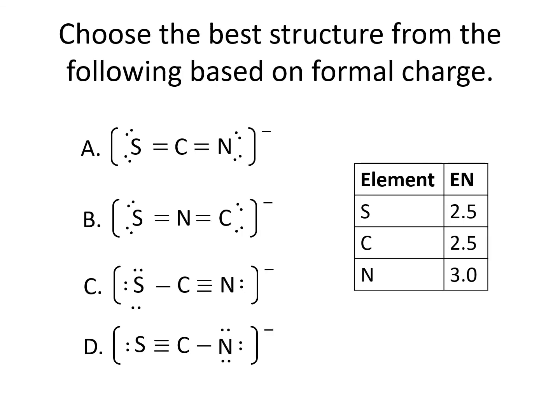Choose the best structure from the following based on formal charge. Is it A, SCN-1 with 2 double bonds, B, SNC-1 with 2 double bonds, C, SCN-1 with a single bond, then a triple bond, or D, SCN-1 with a triple bond, then a single bond? The electronegativities of sulfur, carbon, and nitrogen are 2.5, 2.5, and 3.0, respectively.